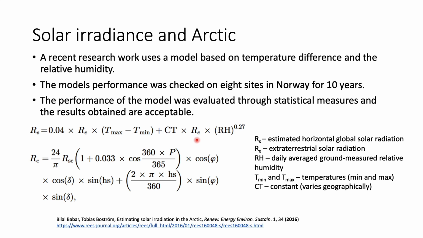And again RE into Rh to the power 0.27. Here Rh is basically the daily average ground measured relative humidity. So humidity also plays a vital role in the amount of sunlight received by the earth. So they used humidity and the surface temperature to figure out how much of the solar radiation is received by the earth.